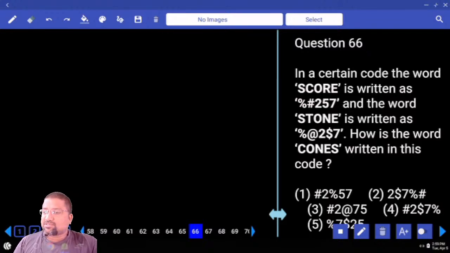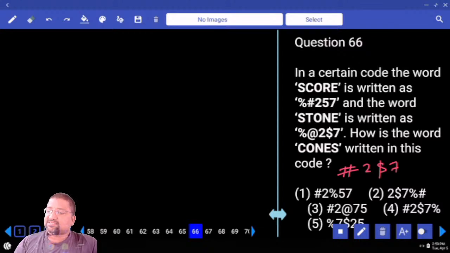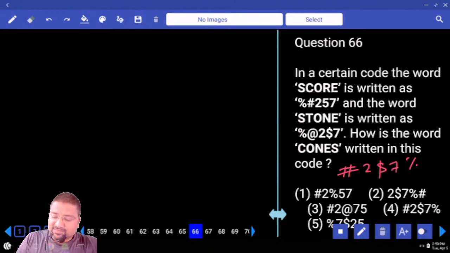Yes. So what is the code for C? Hash. What is the code for O? 2. What's the code for N? Dollar. What's the code for E? 7. What's the code for S? Percentile. Hash $ 2 7 percentile is your answer.